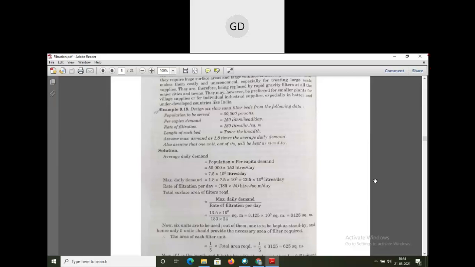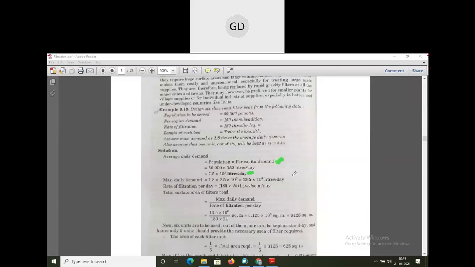So what was the formula for average daily demand? It is your population into per capita demand. So average daily demand you have to first find, and the formula is your population into per capita demand. Population is given, per capita value is given, 150 liters per day. So the answer you got is 7.5 into 10 to the power 6 liters per day.